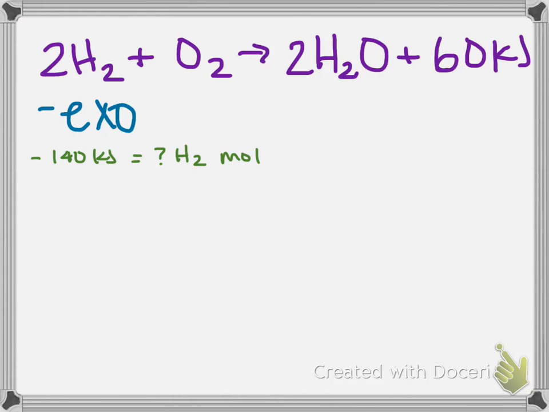In this reaction right here above, I produce 60 kilojoules of heat. What if I produce 140 kilojoules of heat? How many moles of hydrogen did I use?